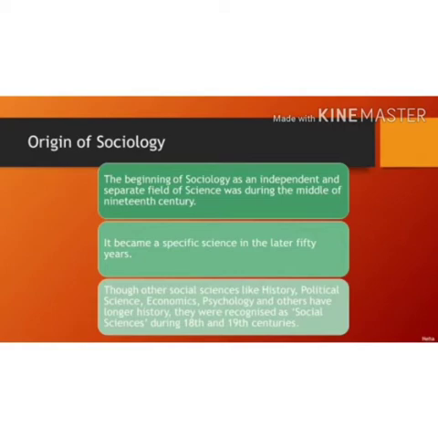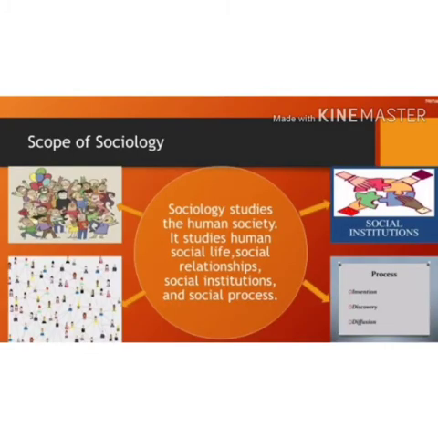The separate subject of sociology originated in the middle of the 19th century. Then onwards, we study sociology separately and independently. For the last 50 years, we have studied sociology as a separate branch of the social sciences. Next, we discuss the scope of sociology, which means the important parts we study in sociology, or the subject matter of sociology.